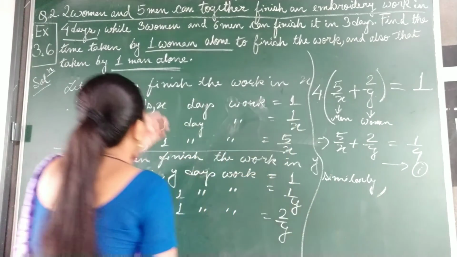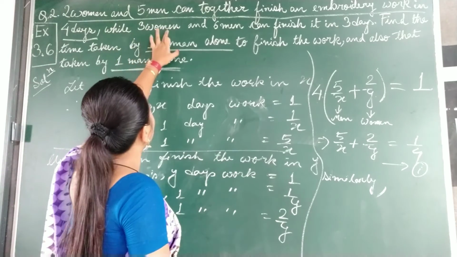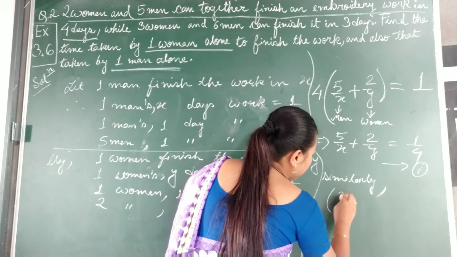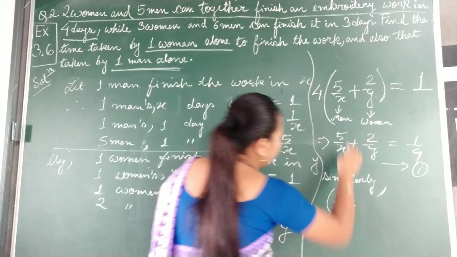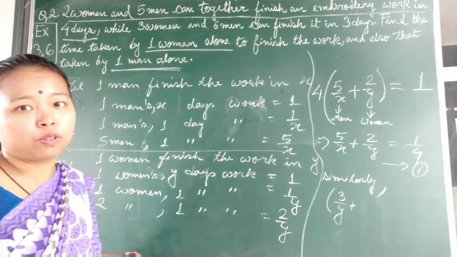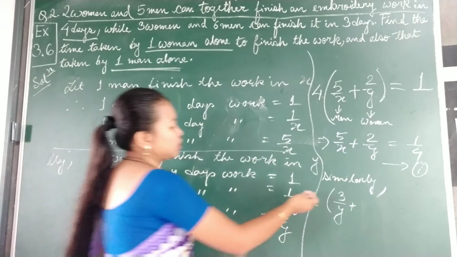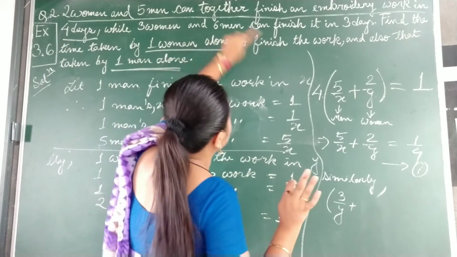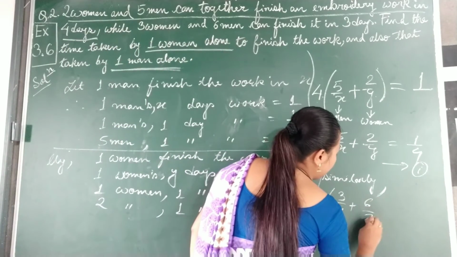Similarly, what I am going to write: 3 women. Now, 3 women's part of work is what? 3 by y, isn't it? Now you come to know, because I have already shown you the whole part, how we have taken the left. So 3 women's part of work is 3 by y, and 6 men's is 6 by x.